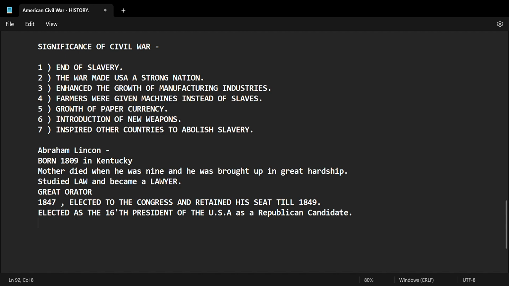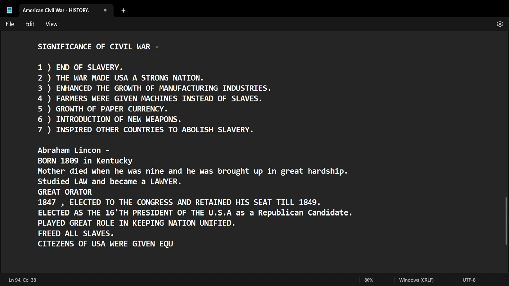Okay. He played a great role in keeping the nation unified. Also, USA would not be the same USA like it is today. And he freed all the slaves. So after the Civil War, the citizens of USA were granted citizenship of USA and were given equal rights, thanks to Lincoln.